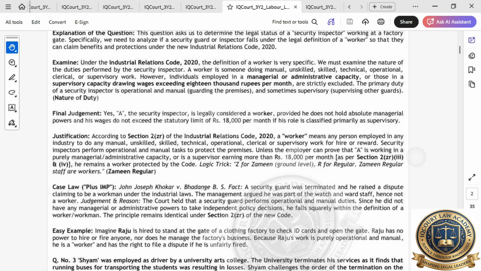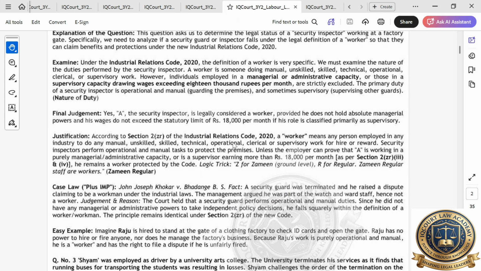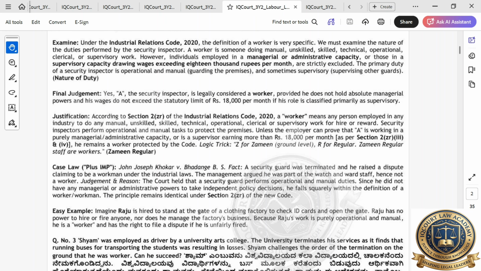So the final judgment is yes, the security inspector is legally considered a worker, provided he does not hold absolute managerial power and his wage does not exceed the statutory limit of 18,000 per month if his role is classified primarily as a supervisor. So you have to write this word provided. This word should be there, and you have to mention that if the salary does not exceed 18,000 per month, only then will he be considered a worker.